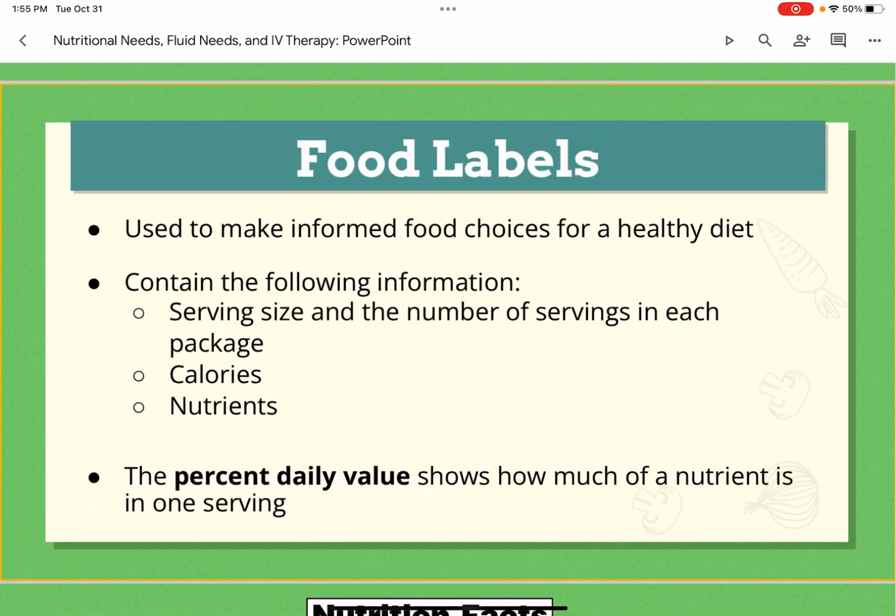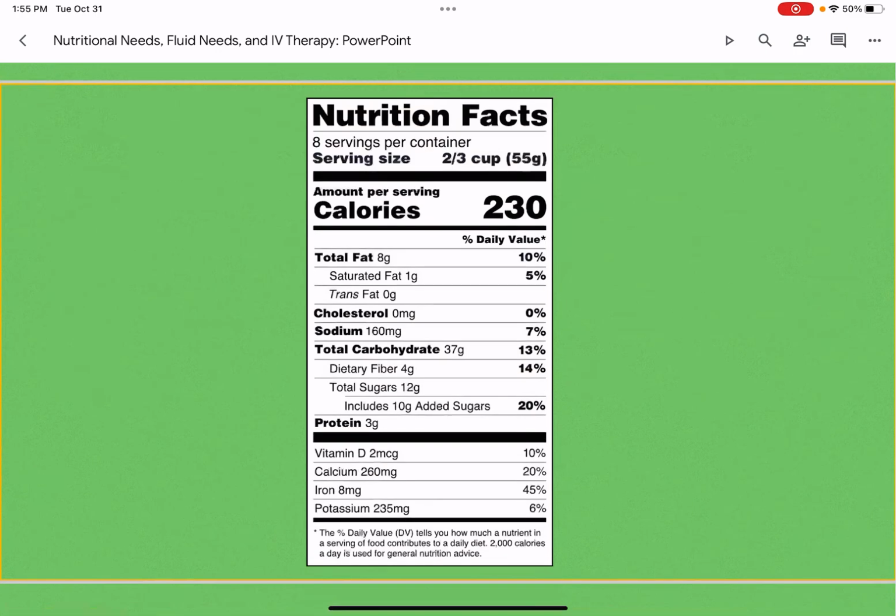Food labels are used to make informed food choices for a healthy diet. They contain the following information: serving size and number of servings in each package, calories, and nutrients. The percent daily value shows how much of a nutrient is in one serving. The percent daily value is based on a 2,000 calorie daily diet. And this is a picture of a food label.